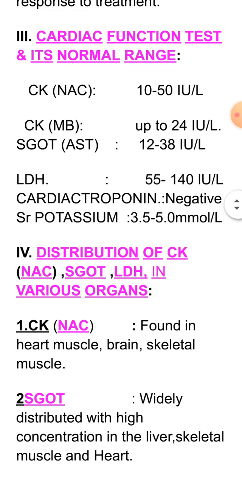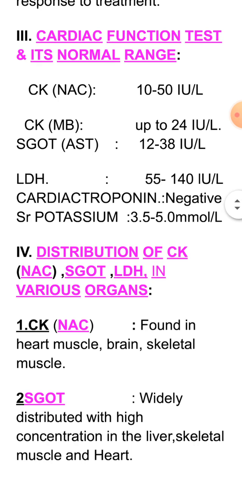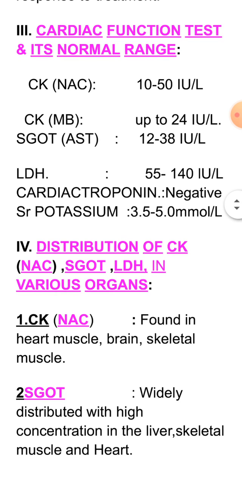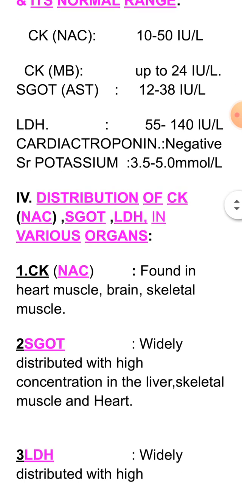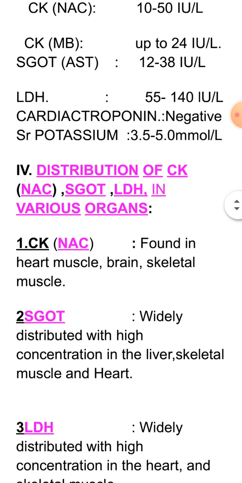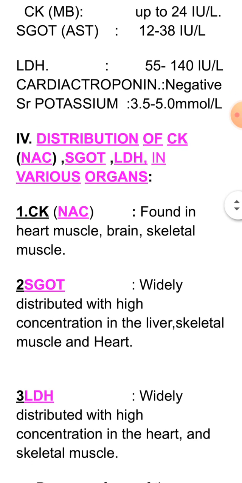Even transaminases belong to the class transferase, since they transfer the amino group from the substrate. So the normal range is 12 to 38 IU per liter. LDH is 55 to 140 IU per liter. Cardiac troponin negative. Serum potassium 3.5 to 5 millimole per liter.